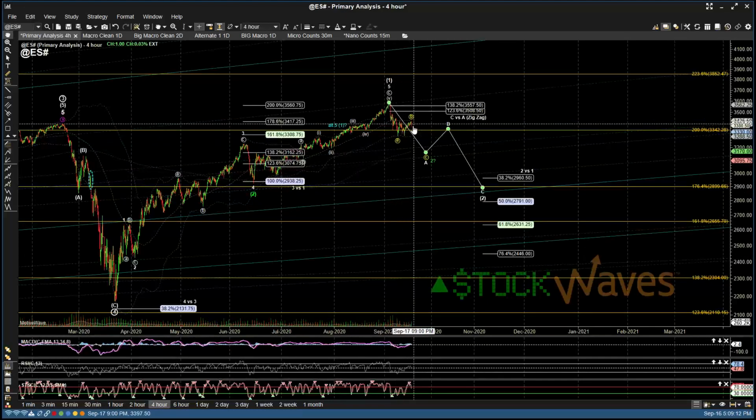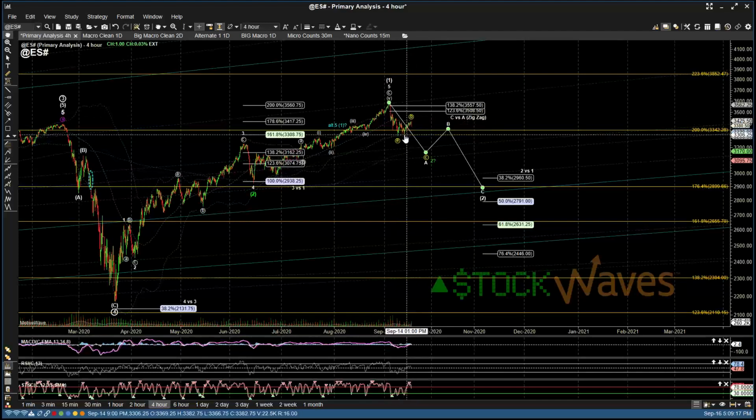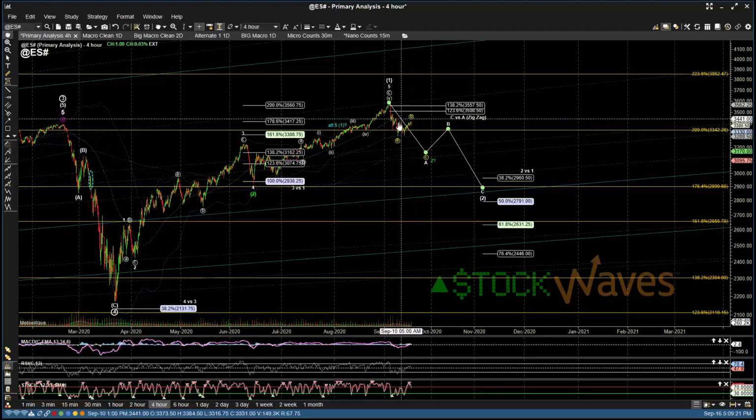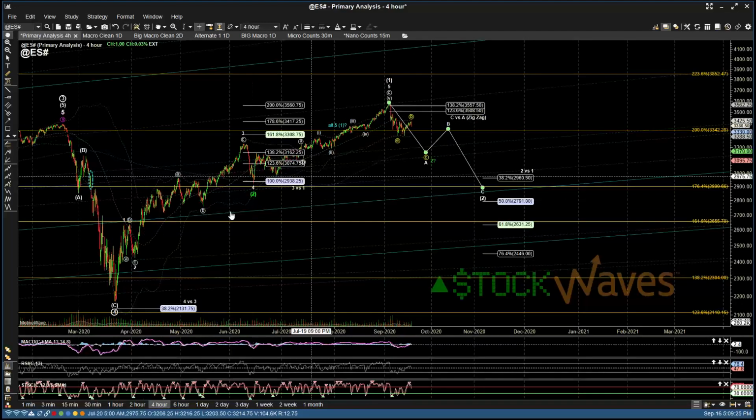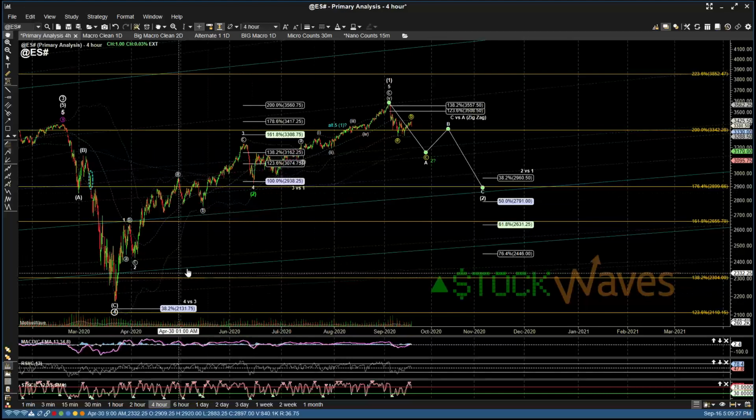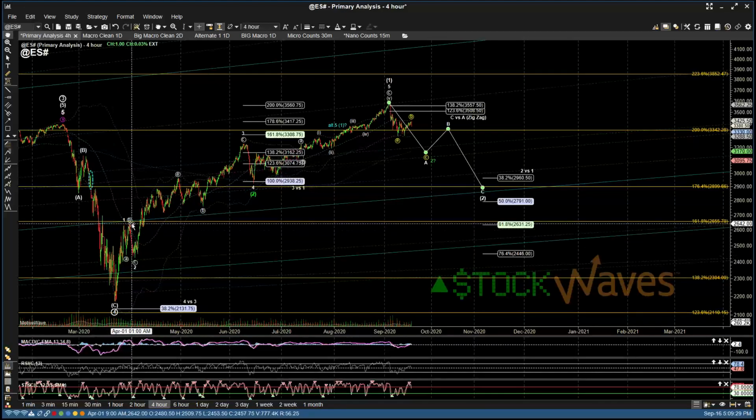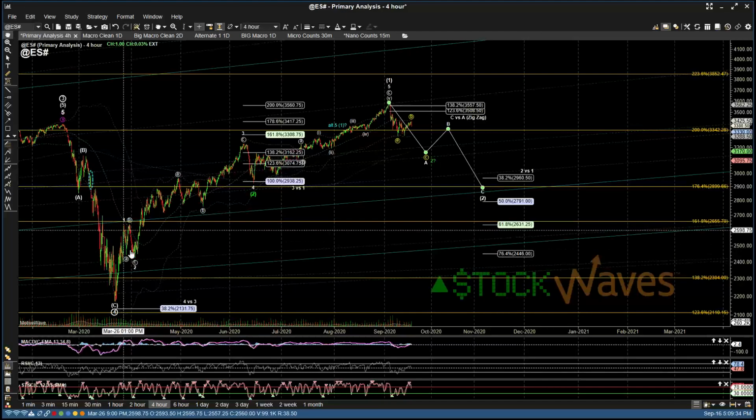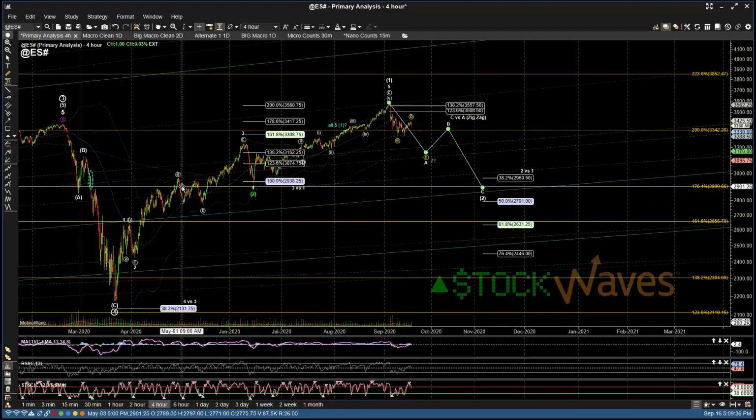This structure here that we're going to zoom in on and look at in just a minute, this very, very clear ABC flat structure, I think is the inverse version of similar structures that we've already had over the last several months. We had this very nice expanded flat structure that gave us a very high probability low setting up for a move higher in early April.